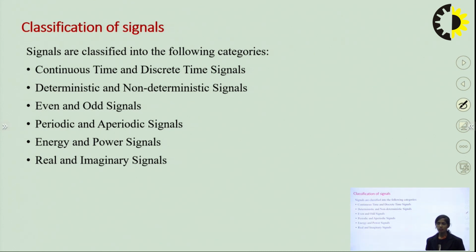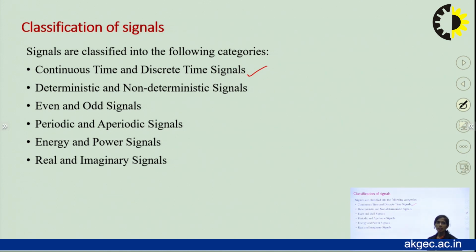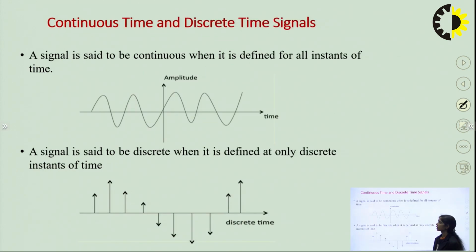Next we come to the classification of signals. This you have to understand, and it can be classified in different forms. First is continuous time signal and discrete time signal. Second is deterministic and non-deterministic signal, then even and odd signals, periodic and aperiodic signals, energy and power signals, and real and imaginary signals. So let us talk first about continuous time and discrete time signals.